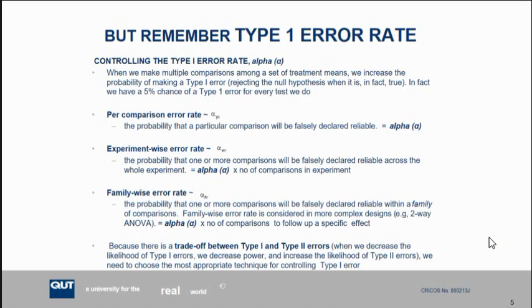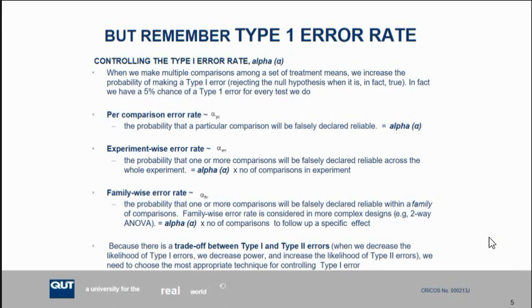The difference between post hoc and planned comparisons is all about how we control our type 1 error rate. So remember, every time we make a comparison or conduct a statistical test, we have an alpha % chance of making a type 1 error. So in our case, where we set it at 0.05, we have a 5% chance of making a type 1 error. Experiment-wise error is the total chance of making a type 1 error across our whole experiment. So that is our alpha level multiplied by the number of comparisons that we run in our experiment.